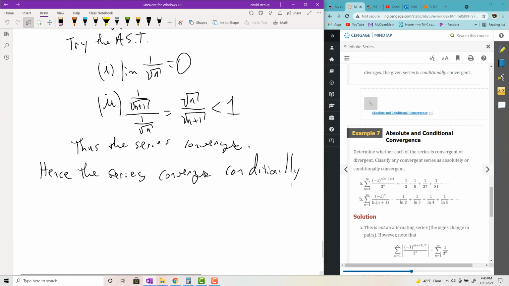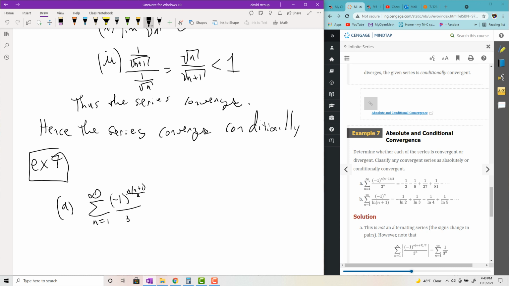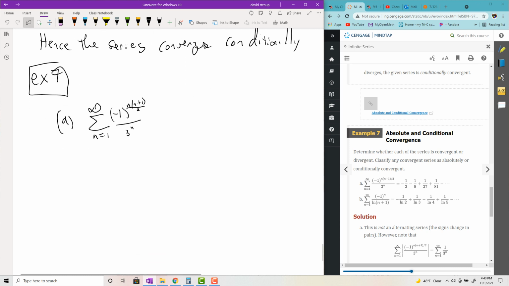Then looking at some harder ones here, I guess example 7. Let's look at part A first. And we have the series n equals 1 to infinity of -1 to the n times n plus 1 all over 2 all over 3 to the n. This exponent, the n times n plus 1 all over 2, that will give you kind of negative, negative, positive, positive, negative, negative, positive, positive. So it won't alternate in the traditional way.